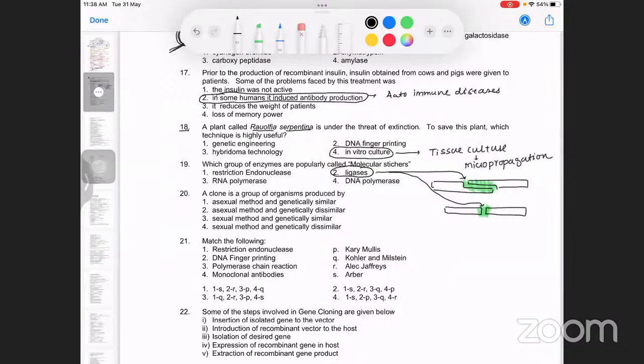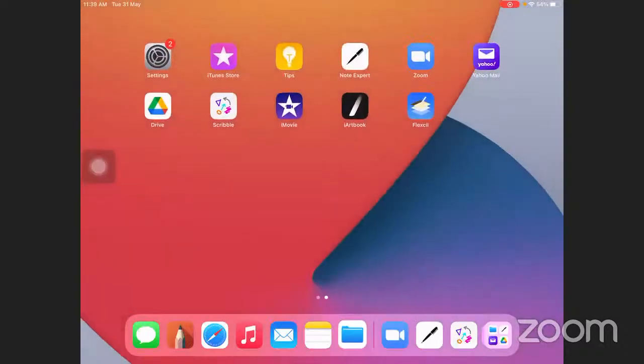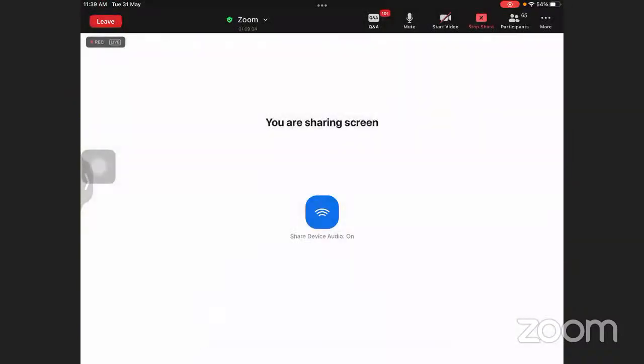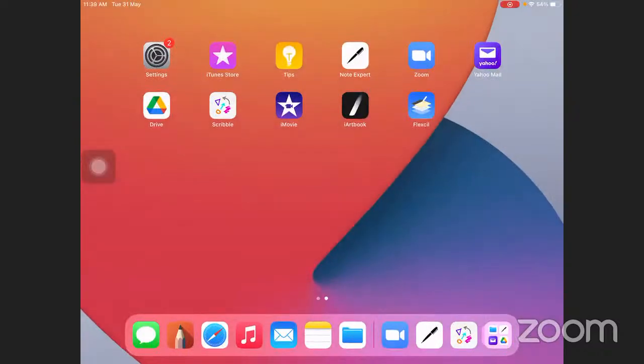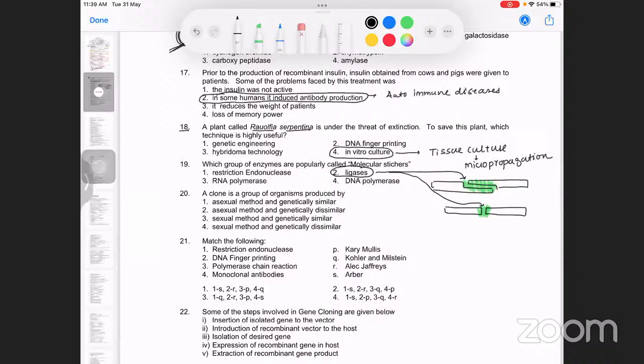A clone is a group of organisms produced by asexual method, and they are genetically similar. Asexual method, genetically dissimilar. Sexual method, genetically similar. Sexual method, genetically dissimilar. So he is asking the definition of clones. Clones are developed by asexual method, and they are genetically similar, isn't it? So asexual method and genetically similar organisms are called a clone.